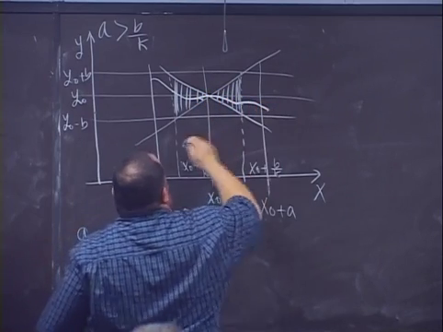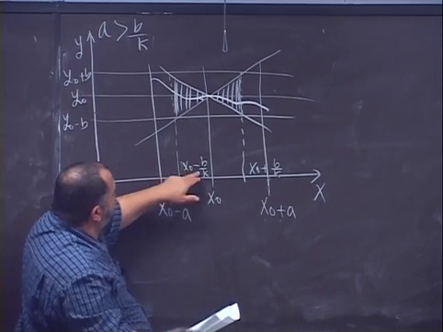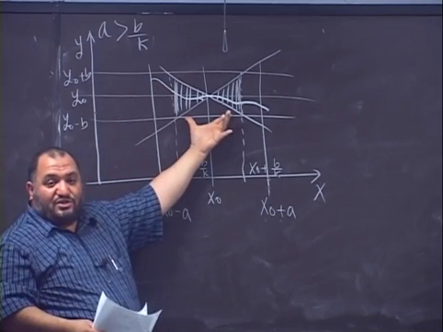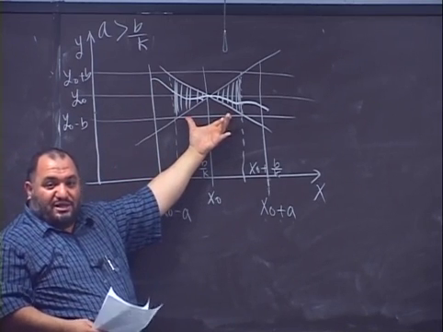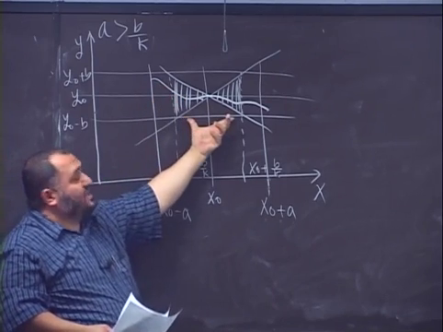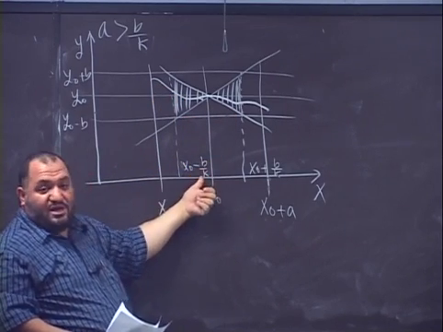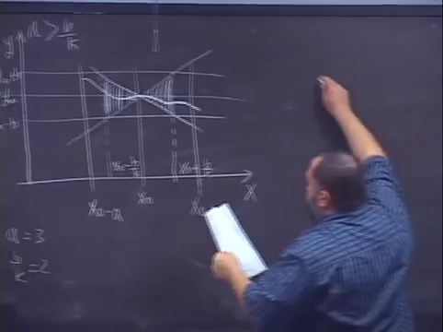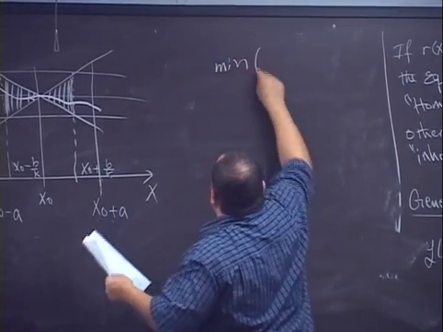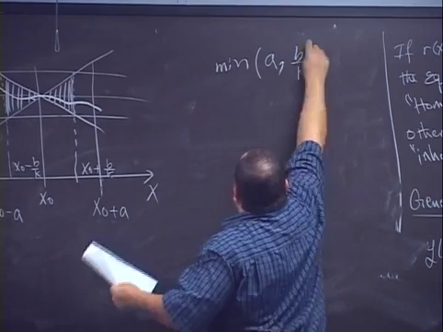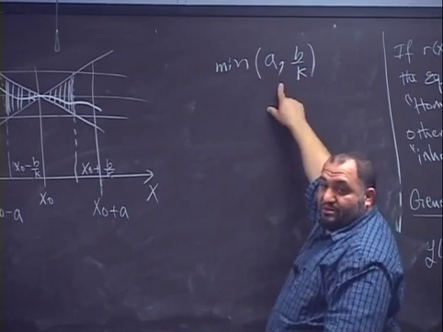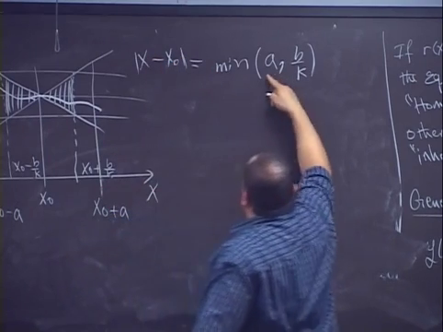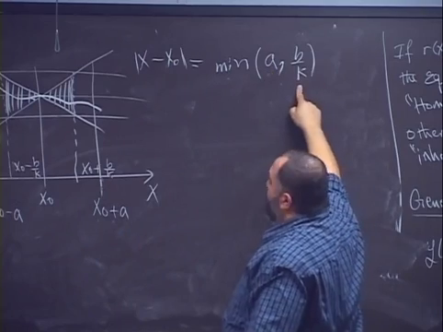But what happens is, if your solution y of x is like this, and you get outside x naught minus b over k, you get a solution outside the domain of your solution, which is x naught minus b over k. Okay, guys? And this is what we said: the solution is given by the minimum of a and b over k. My solution x minus x naught lies within the minimum of a and b over k.